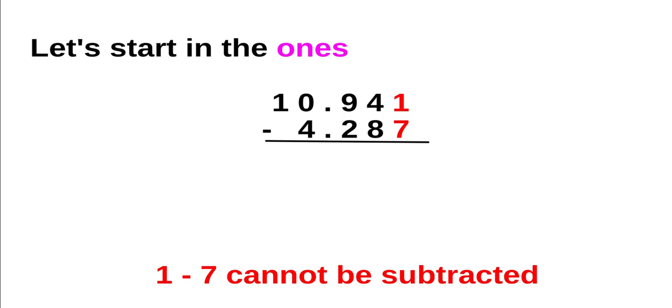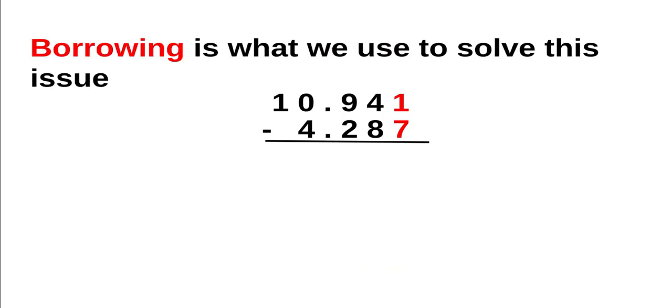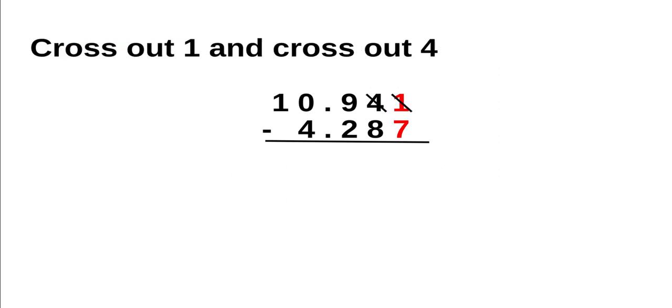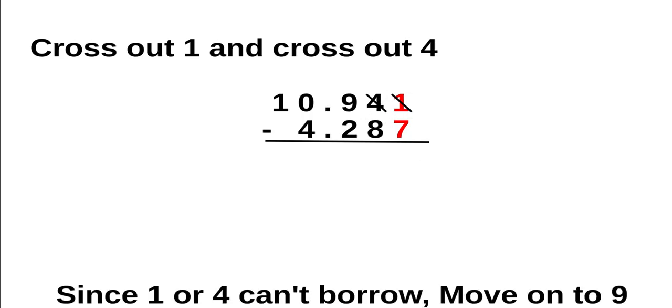Look at the ones. 1 minus 7 cannot be subtracted. So what do we do next? Borrowing is what we use to solve the problem. Borrowing is basically a process of taking a one out of the next number. Borrowing means crossing out the number on top and borrowing a 10 or 100 from the next number. If that ever happens, you always cross out the digit you can't subtract by, and the next digit, because you're taking one.